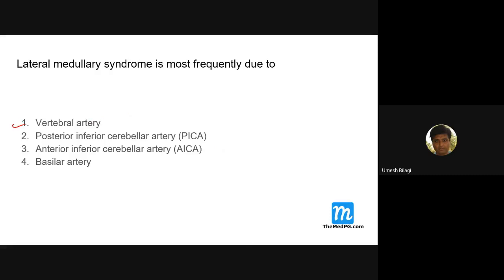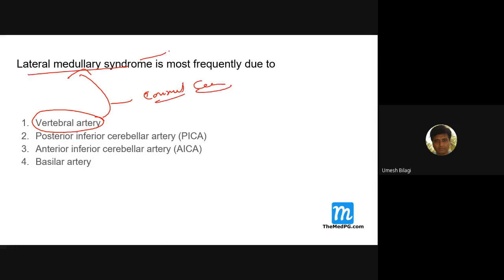This is the correct answer. It is most common secondary to vertebral artery. Of course, even PICA can cause it. This is the first common cause. This is the second common cause. So vertebral artery occlusion leads to lateral medullary syndrome, which is the commonest cause of lateral medullary syndrome.